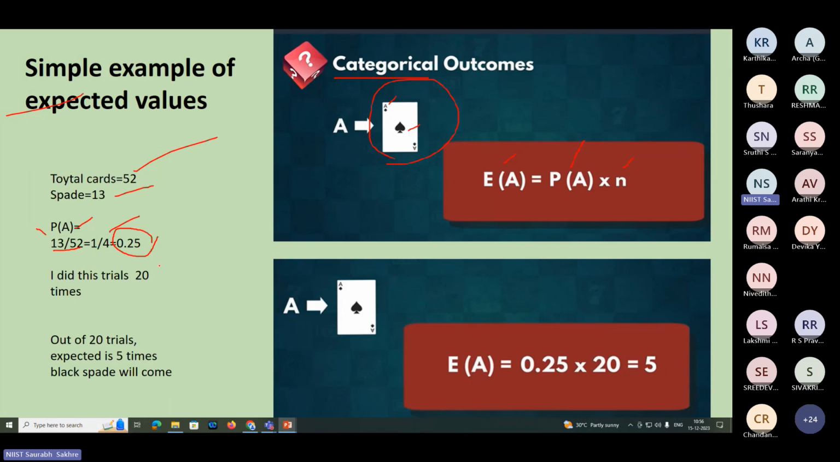Now suppose I did it 20 times. I shuffled it 20 times and I took a card 20 times. So in that case, I will multiply this 0.25 by 20. The probability of this particular card is 0.25 for one time, and I am doing it 20 times. So 5. My expected value will be 5. So I can say that 5 times out of 20 times it is expected that I will get this particular card. Okay, so I hope expected values are clear to you.